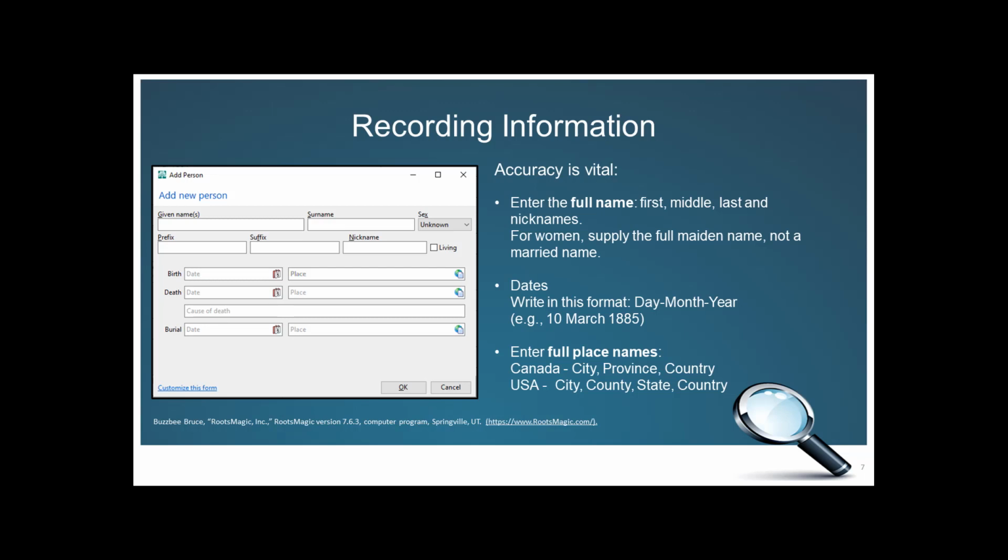As an example, 10 March 1885. If you enter that date in any other format, the software will prompt you to write the correct date. Enter full place names. For Canada, you're going to enter city, province, country. In the United States, city, county, state, and country.